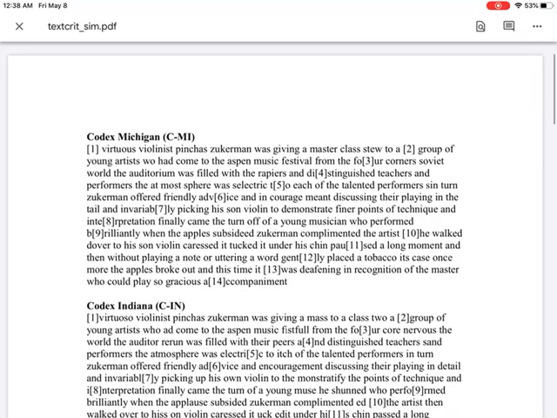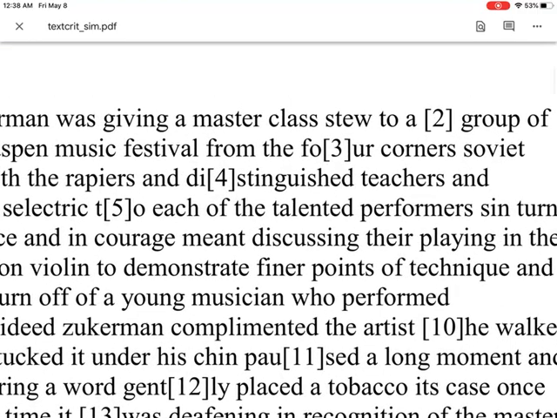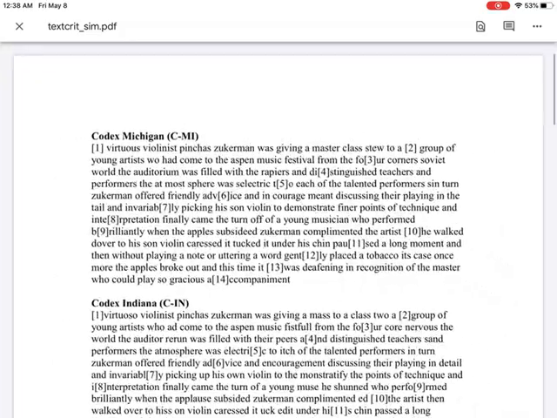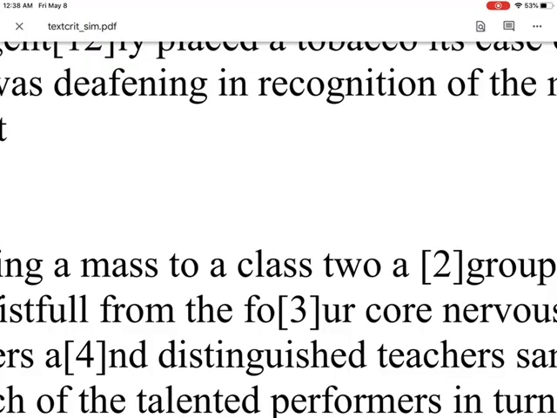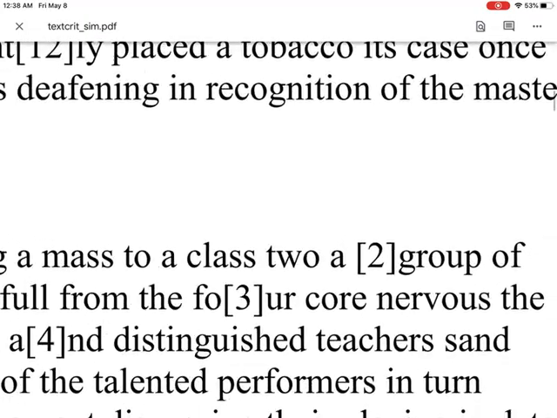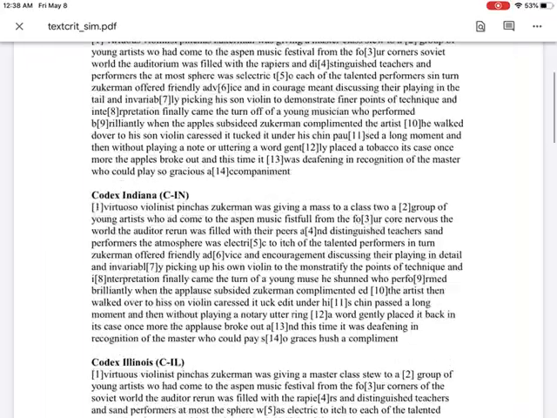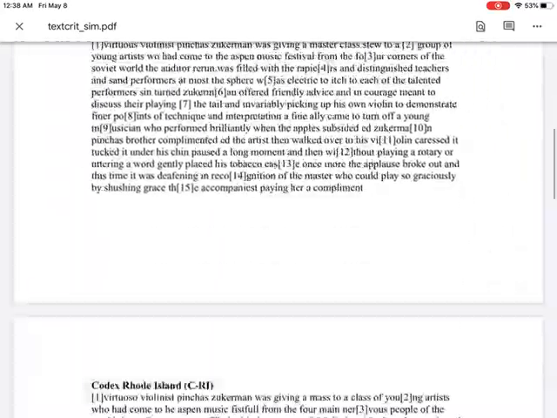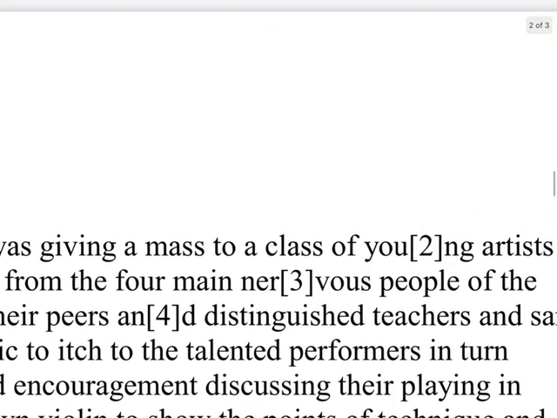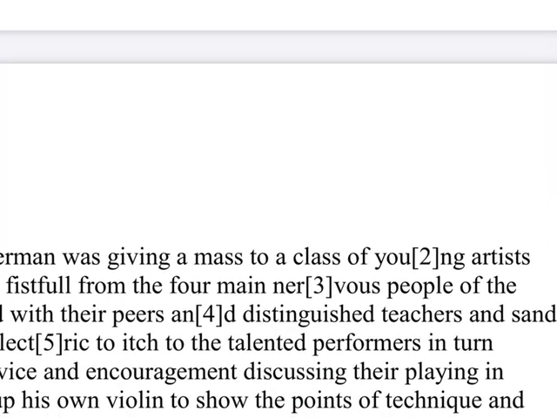If you notice later on, it talks about a master class. That's when musicians learn from an expert musician. But then it talks about a master class stew here. And again, that doesn't seem to make much sense. This one says a master class to a group, but notice the "to" would be spelled wrong. Here's stew again, a master class stew. And this says he's giving a mass, a Catholic church service, to a class of young artists.